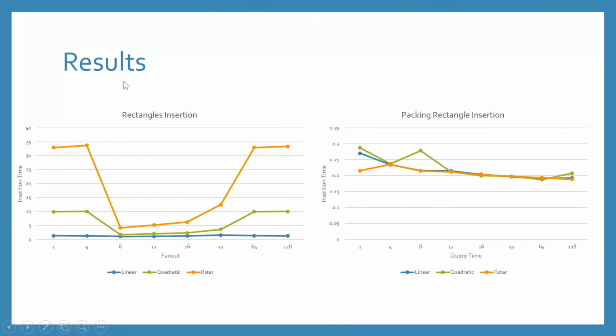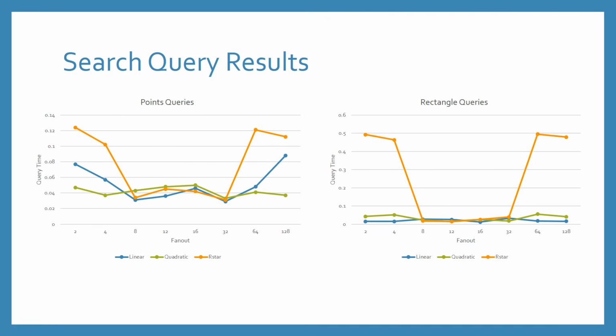Similarly, the results for rectangles are also the same. Packing algorithm performs significantly better as compared to the normal insertion method, which is why we have used packing algorithm in our final code. Similarly, these are the graphs for the search query results. As you can see, the linear algorithm generally gives good performance consistently for points, and for rectangles, the linear and quadratic algorithms both give good performance, and R star algorithm generally gives an inconsistent performance.